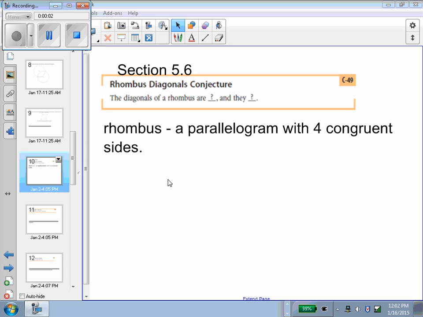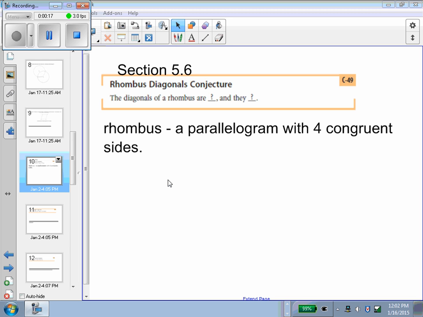Class, this is section 5.6. We are going to learn about rhombus, rectangle, and square. And then we will have several conjectures concerning the three parallelograms.